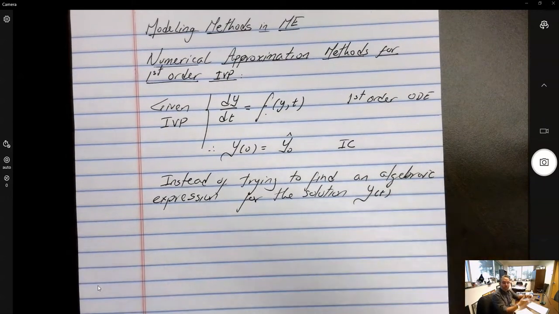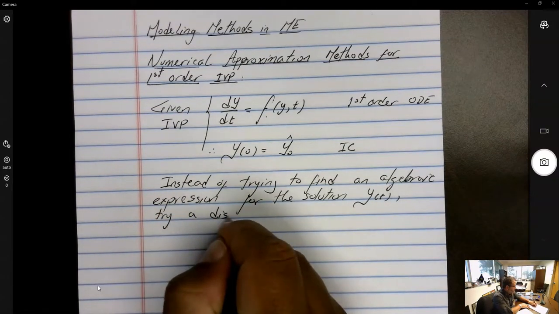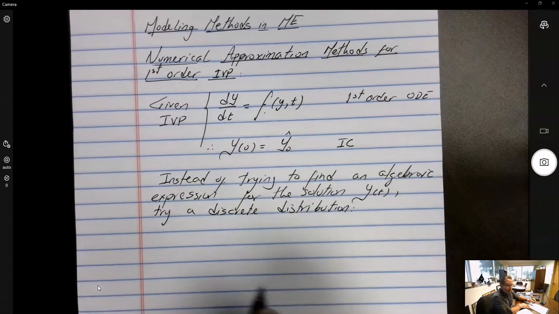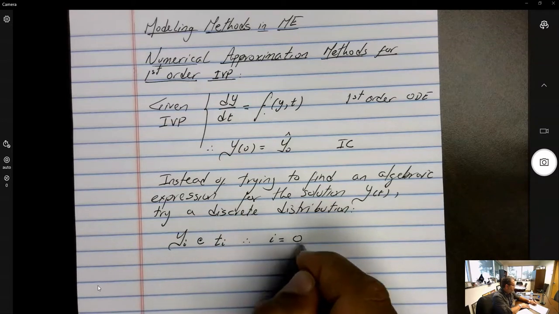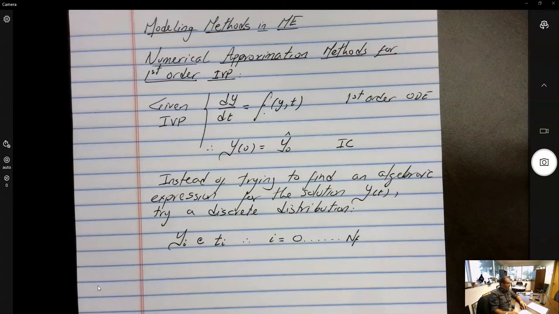for the solution y of t, which is ultimately the goal of solving this initial value problem, try a discrete distribution. That is, we're going to try to find y_i at some values of t_i such that i goes from 0 all the way to n final. So basically, instead of finding the function y of t, which is ultimately the solution of this problem, we don't need that. What we need is just a distribution of points. y is a function of some discrete values of time, and I'm going to confine those values to a number nf plus 1. So there's nf plus 1 of these discrete values of time.